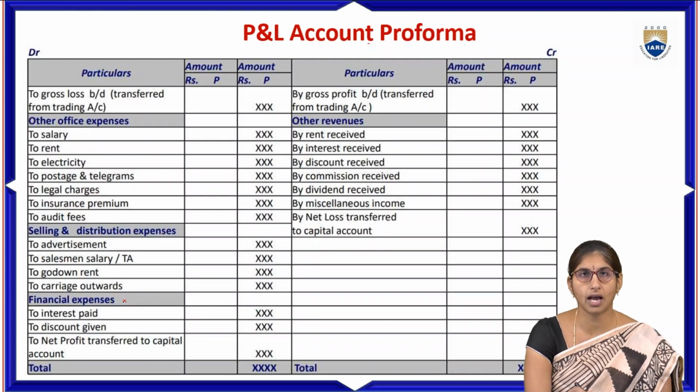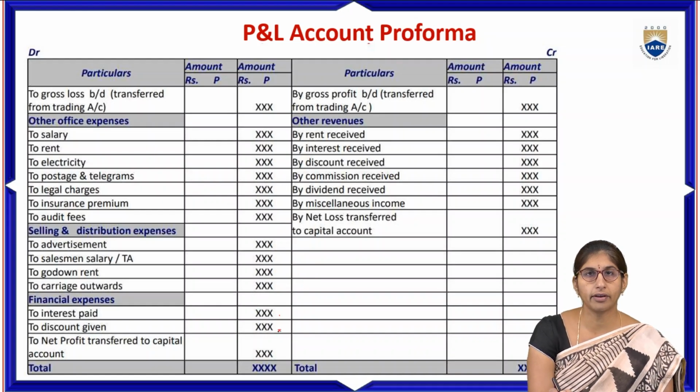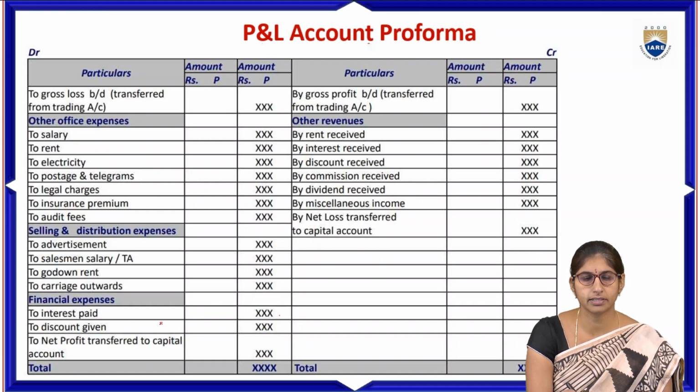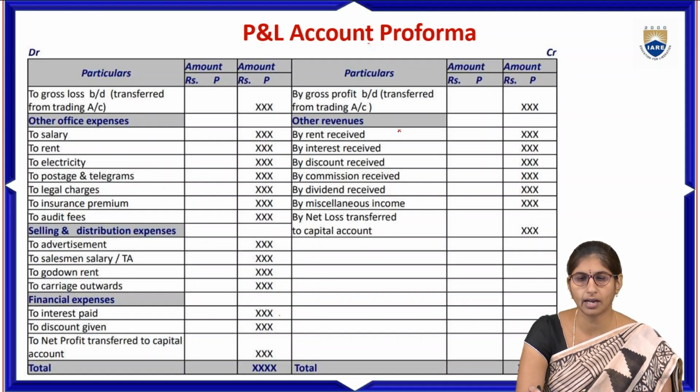Financial expenses are interest paid. If we are paying interest for the amount of loan we have taken, interest is an expenditure for us, so we have to record it in the debit side, and we have to record the amount here. And discount given: if we are allowing discounts to our customers, that is a loss for us. So the discount allowed or discount given will be recorded in the debit side of the P&L account. After recording all such expenses or nominal losses, like discount allowed, we go to the credit side of the P&L account.